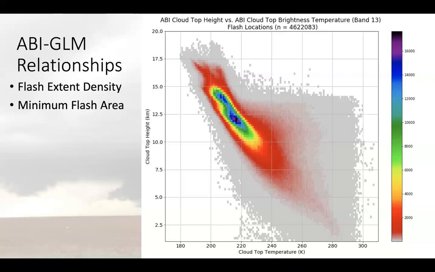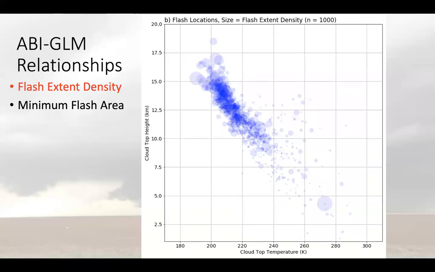Now it's great that we can see where all of our flashes are in this height and temperature field, but we really don't get an understanding of how the changing features with height and temperature also impact the GLM variables, the flash extent density and the minimum flash area. Now, of course, it'd be impossible to plot all 4.6 million points on one graph. So what we did was a three-dimensional scatter plot where we randomly sampled 1,000 points in our data set and then plotted those again by their cloud top temperature and height. But this time, the size of the dots is representative of the GLM data. So what we're actually looking at, the larger flash extent densities, higher flash frequencies, are associated with the larger dots in this case.